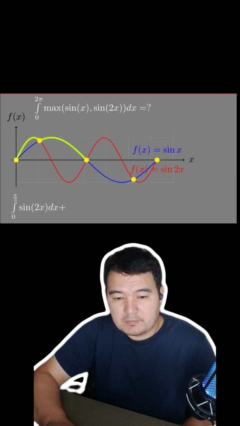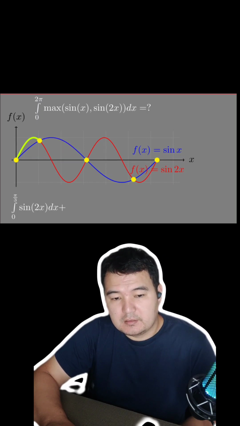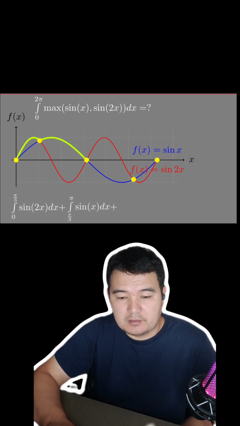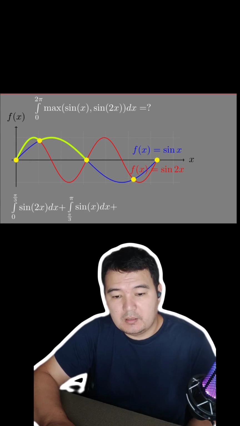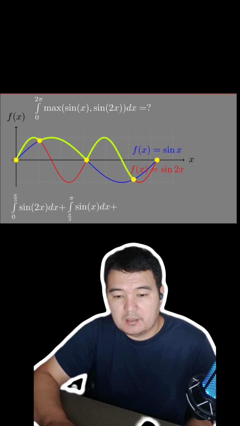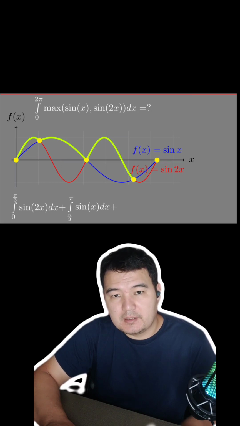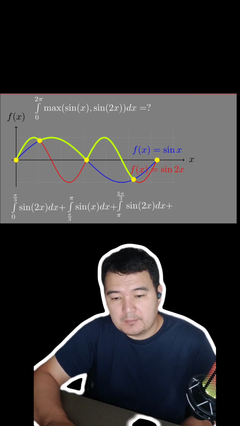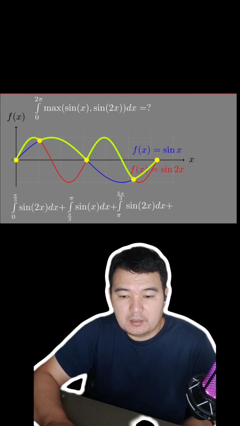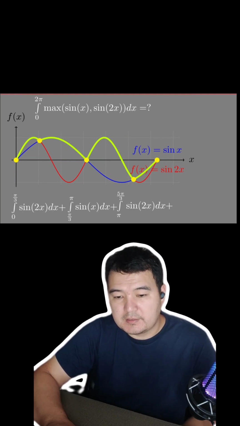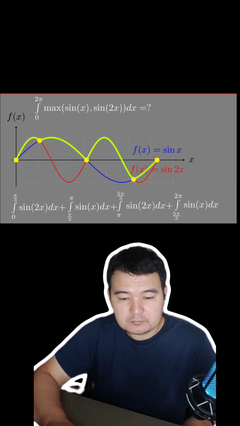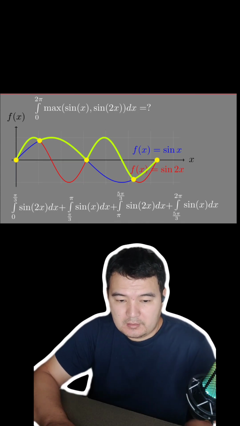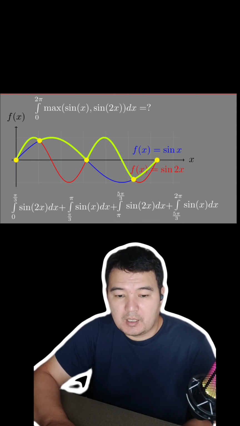For the second interval, it's sine x, so you would be integrating just sine x, from pi/3 to pi. In the third interval, you integrate again sine 2x, and in the last interval you integrate sine x again. So that will be the answer to the problem.